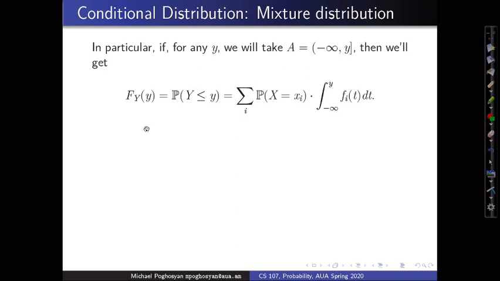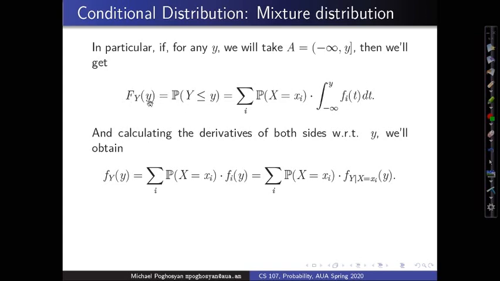Having now the CDF, I can calculate the PDF. If I calculate the derivative of both sides with respect to y, here I will get the PDF of Y, and here I will get some formula. The derivative of this with respect to y: this is constant, it doesn't depend on y, P(X equal to xi), and the derivative of the integral with respect to y is the value of small fi at the point y. So we have obtained the following formula. The PDF of Y, in the case when X is discrete, and for each value of X the distribution of Y is given by a PDF fi, is the weighted sum of the corresponding PDFs.